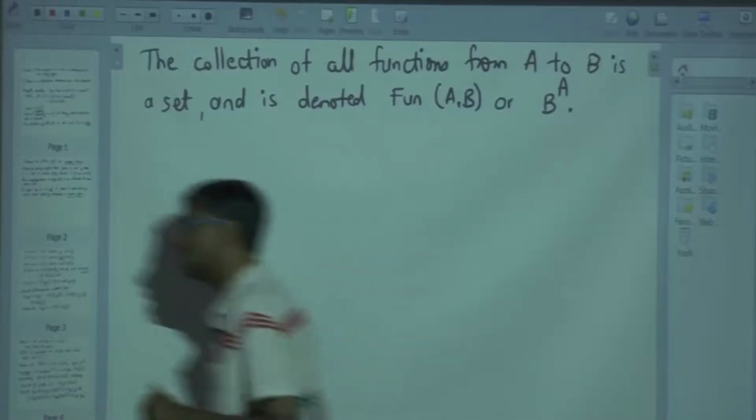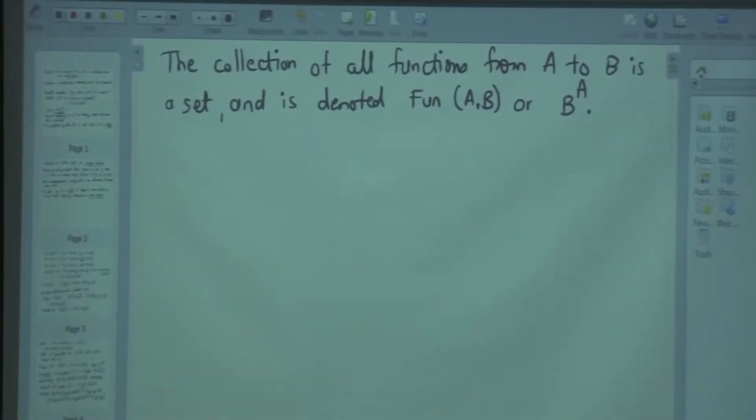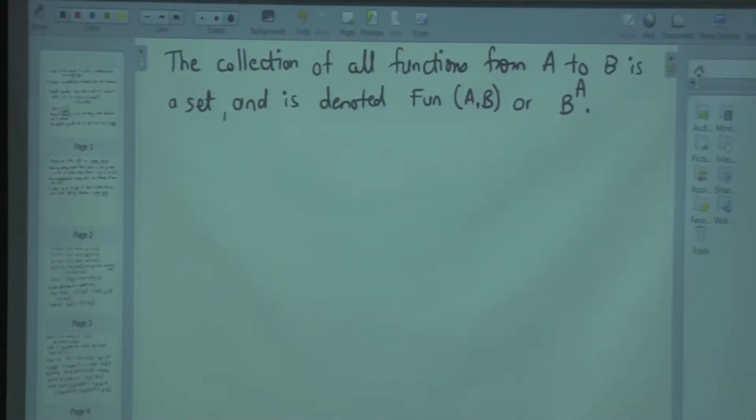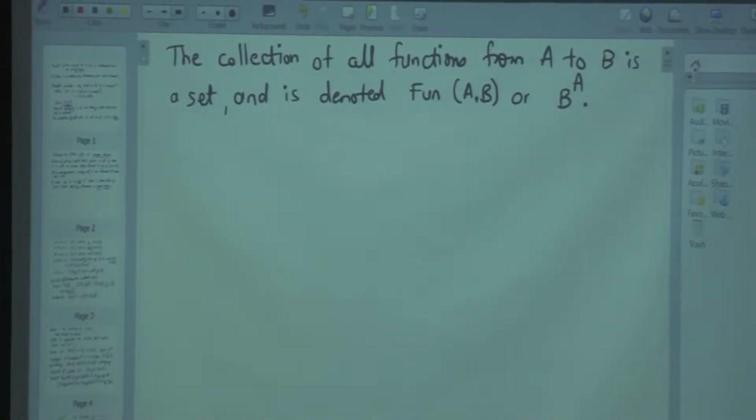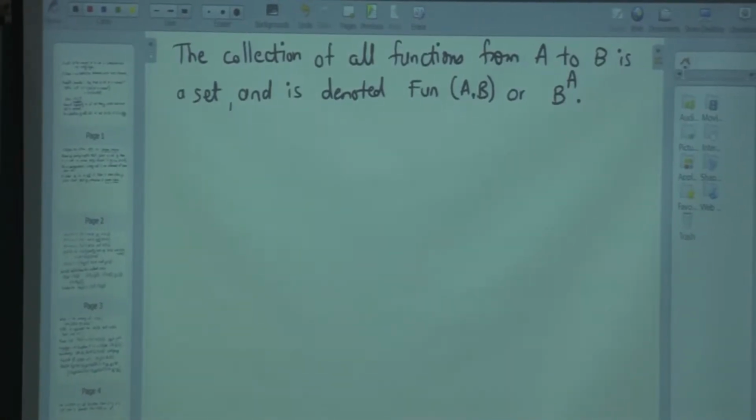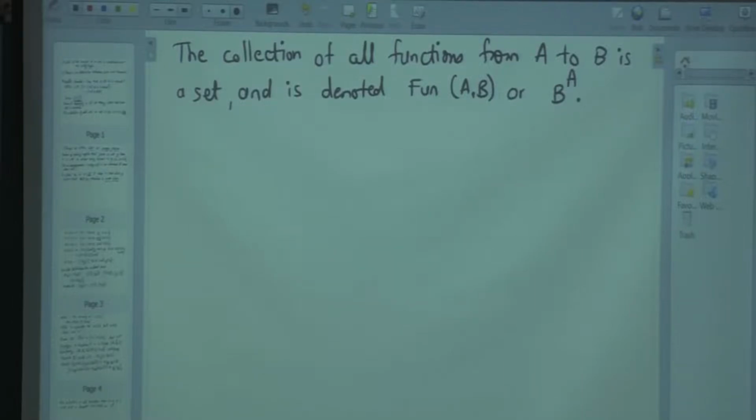Both notations are useful. So this is yet another way of constructing a new set from existing sets. If A and B are sets, then fun AB is also a new set.